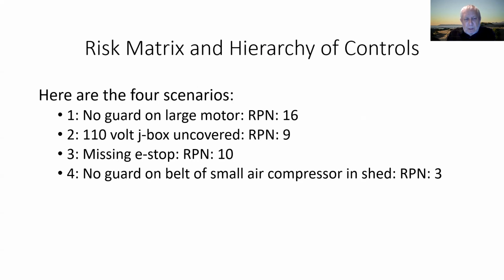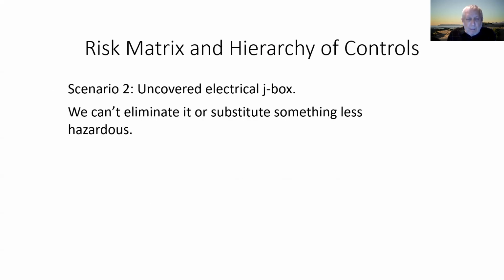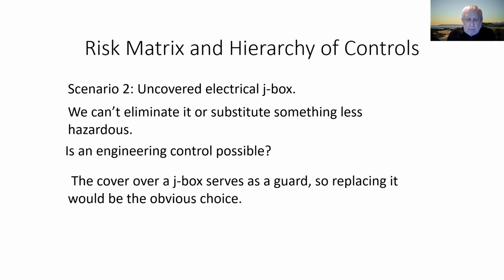Here are the scenarios again. Scenario 2 is next, the uncovered electrical box, or the J box. We can't eliminate or substitute something less hazardous. Is an engineering control possible? The cover of a J box serves as a guard, so replacing the guard would be the obvious choice. Putting a guard on it, where it belongs anyhow, would be the obvious choice.